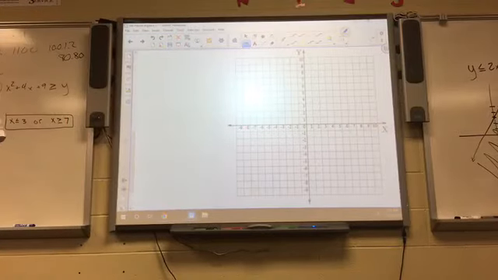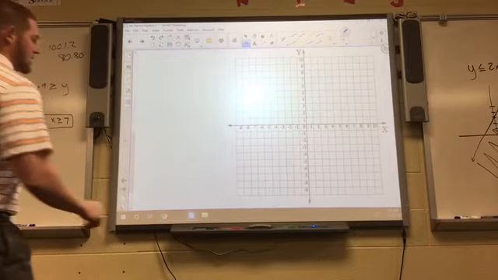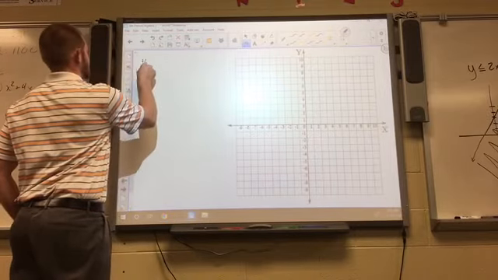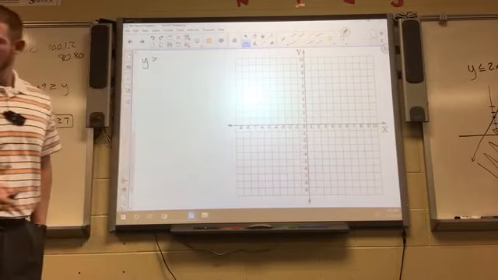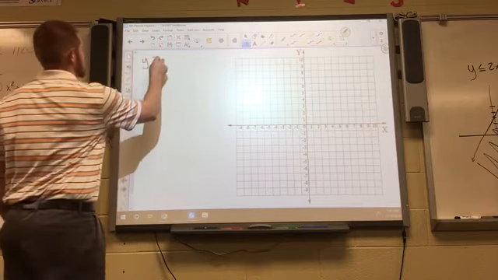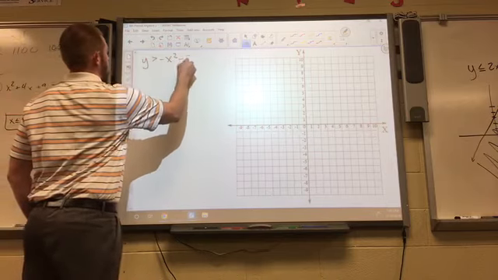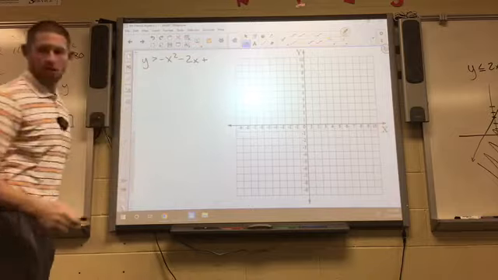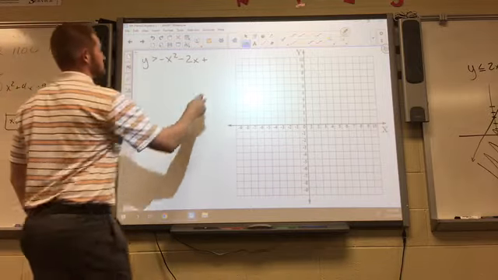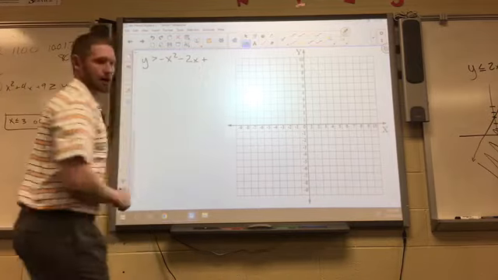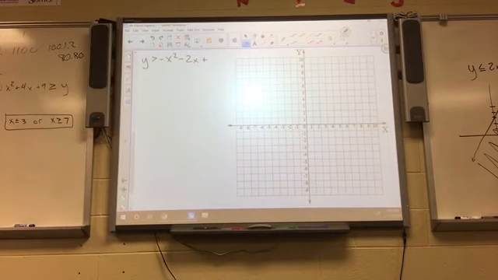All right. Graphing quadratic inequalities. So if they give us the equation y is greater than negative x squared minus 2x plus 15. And actually, I don't want to do that one because that's not going to fit on our graph. Let me grab a different one real quick.